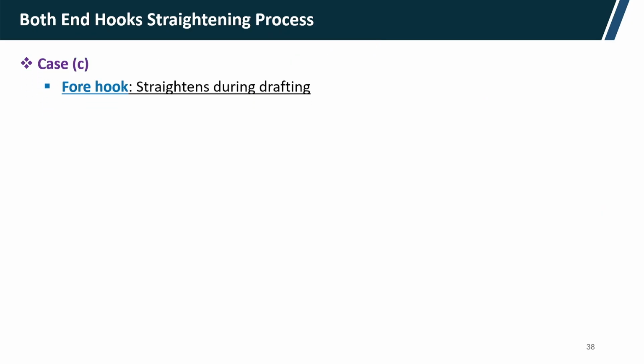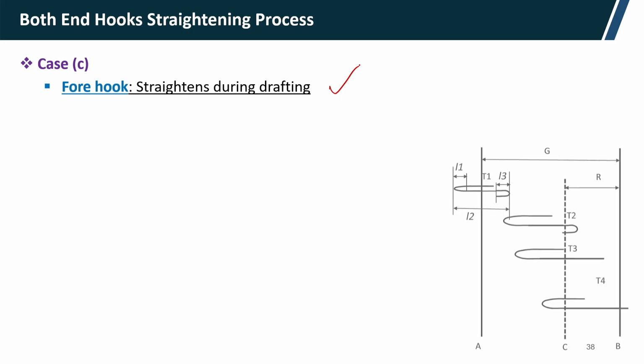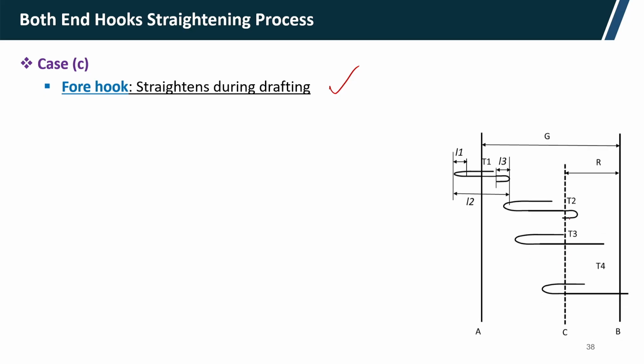Case 3, the leading hook straightening during drafting. Here you can see that during drafting the leading hook gets straightened. The mid part of the body has not reached the accelerating point, but the leading hook has reached and has got sufficient time, as R is high. So, complete removal of the leading hook will occur.